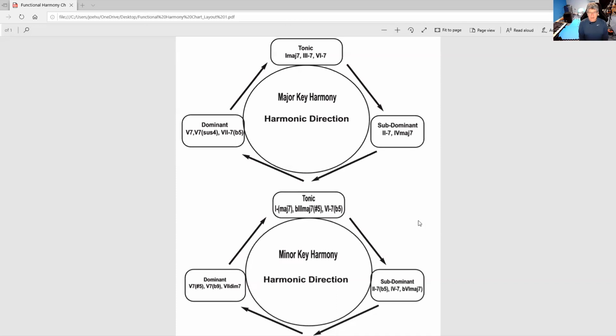But look at what that is. That's just tonic going to dominant, then back to tonic, and then to subdominant. So it's always going to be going through these various stages. And these are how you're going to see how these chords are functioning.